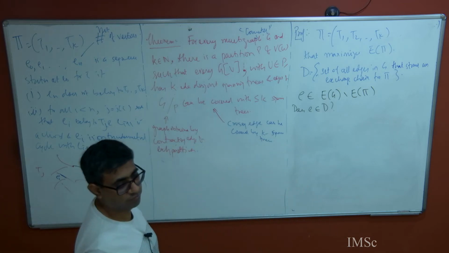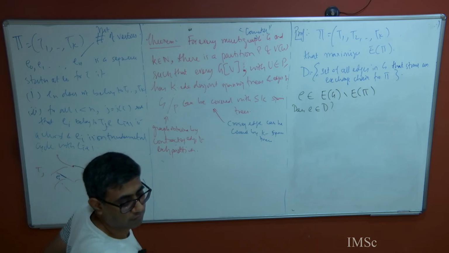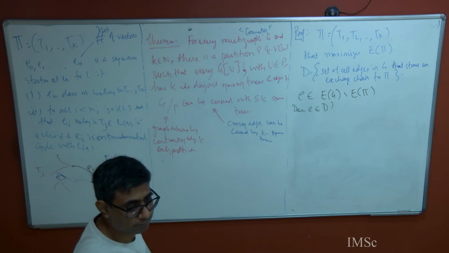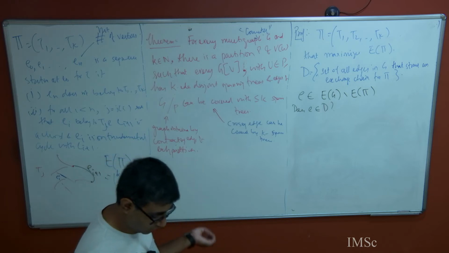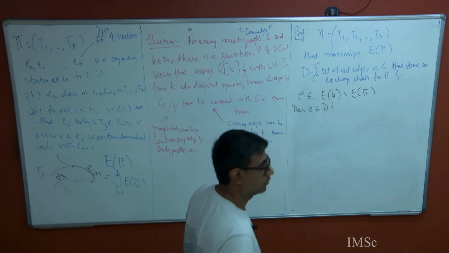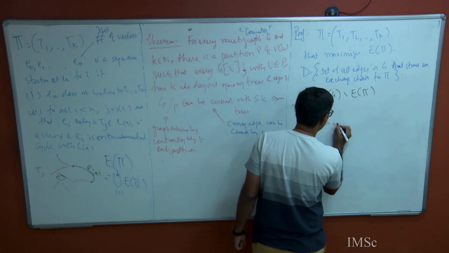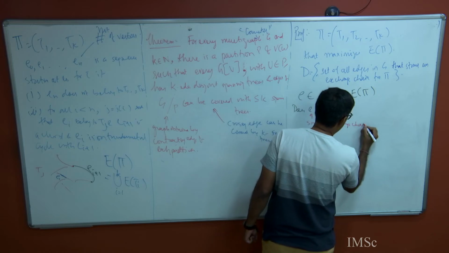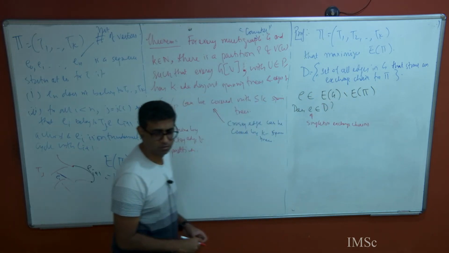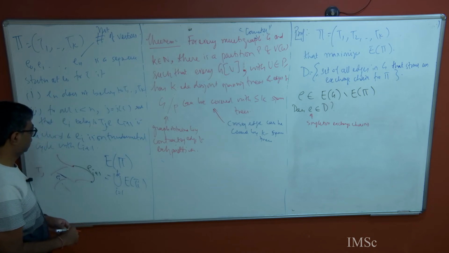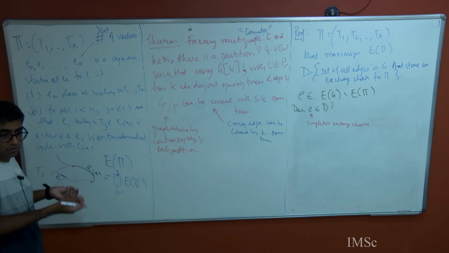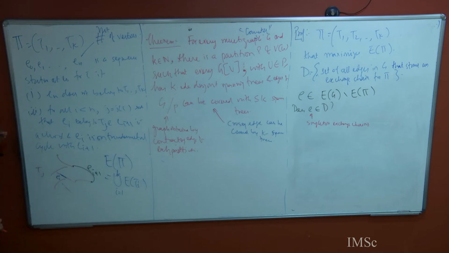Because they are singleton exchange chains, right? Each of them forms a singleton exchange chain. And that is true, no? It is starting at E0, and there is no problem. Yeah, it is starting at this, but then it can't end at this, no? Why? It does not belong. Look at the definition, no?